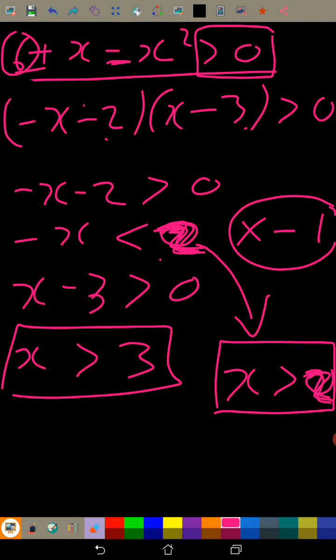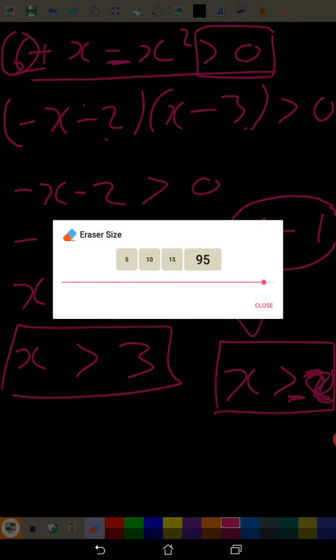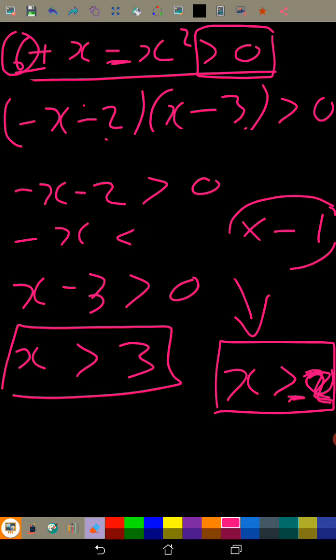Yeah, but it becomes minus here, because we multiply by minus, it becomes minus. Okay guys, sorry about that. I went a little bit too fast. Let me just write it properly, nicely for everybody.